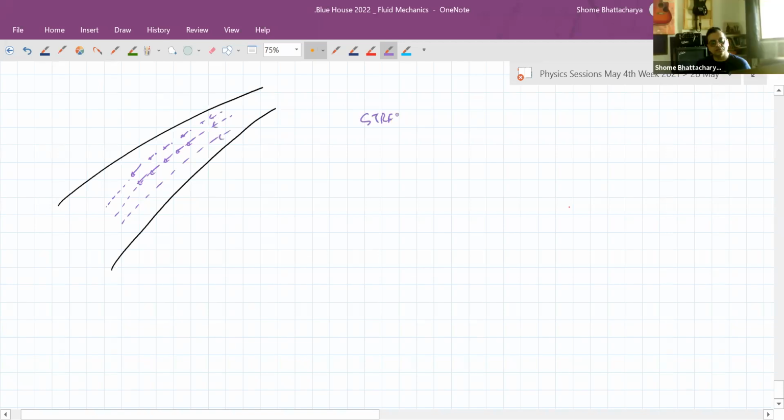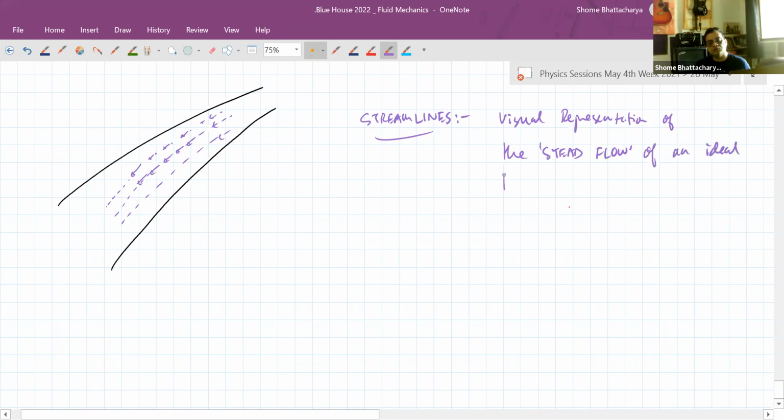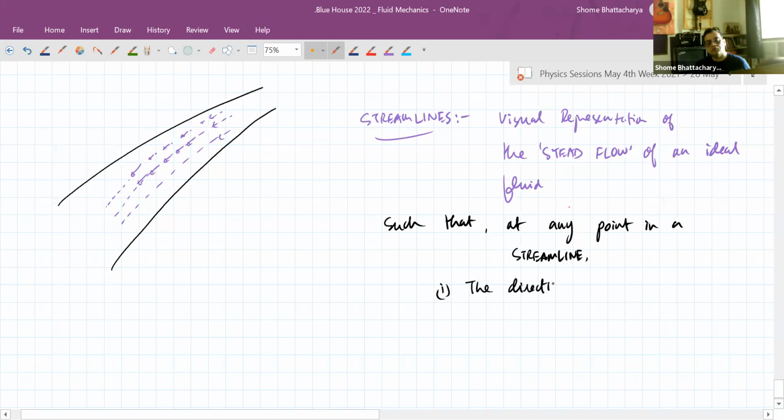So streamlines are a visual representation of the steady flow of an ideal fluid, such that at any point in a streamline, the direction of the tangent is the direction of the velocity vector.